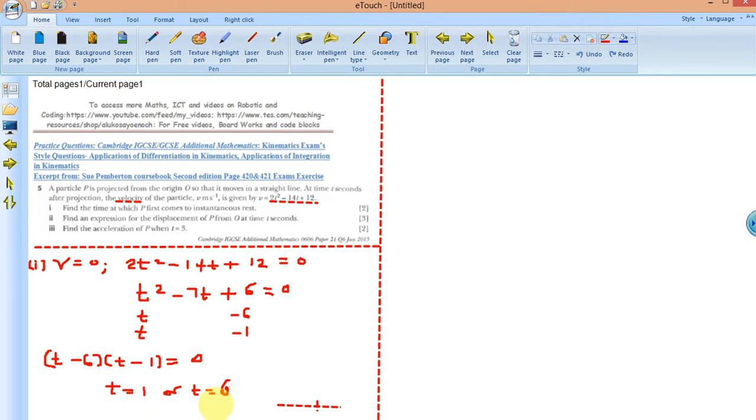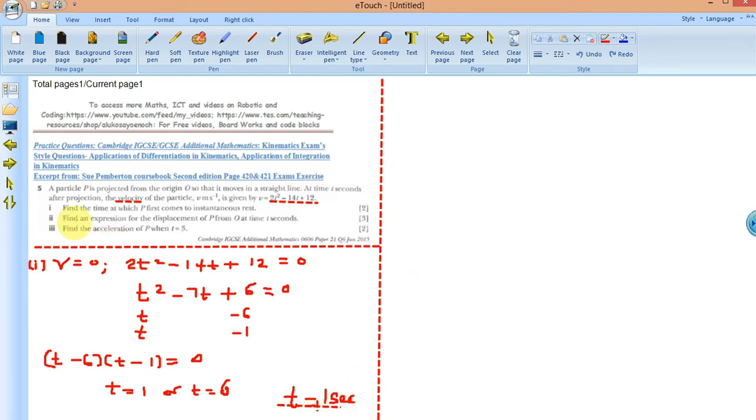So t equals 1 or t equals 6. So it first comes to rest when t equals 1 second. So that's the solution. Okay, so that's that. Guys, hope that is pretty cool. Can we go to the next question? So first come to rest at t equals 1.